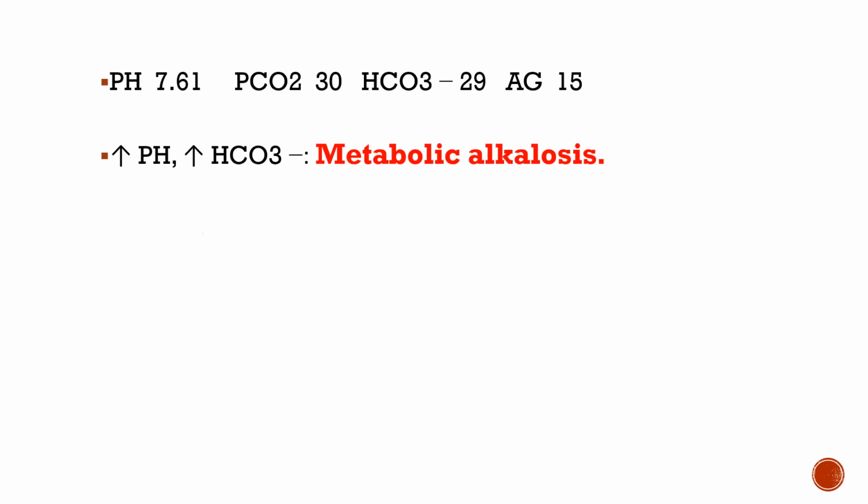Okay. Let's look at this example. The pH is 7.6. PCO2 is low, bicarbonate is high. So it may be either metabolic alkalosis or respiratory alkalosis. And I prefer to start with the metabolic disorder because of the simplicity of calculation of the respiratory compensation. So we'll start as a metabolic alkalosis. Let's look for respiratory compensation.